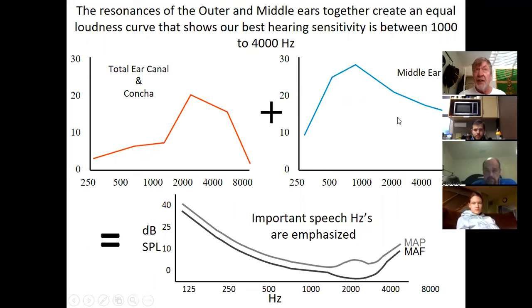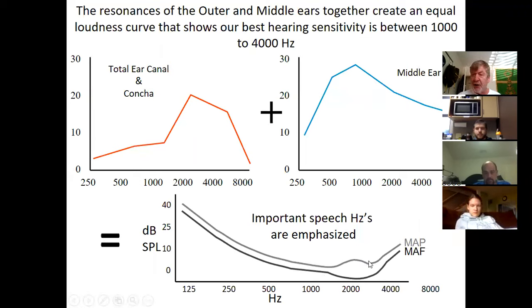and the peak is over here, not really above 2,000, because you also have a couple other resonances in the middle ear space, one at 900 hertz and another one at 1,100 hertz or whatever. But this is the whole total outer and middle ear resonance. So you take outer ear canal resonance plus middle ear resonance equals this. And look at how MAF goes down and MAP has a little bubble.